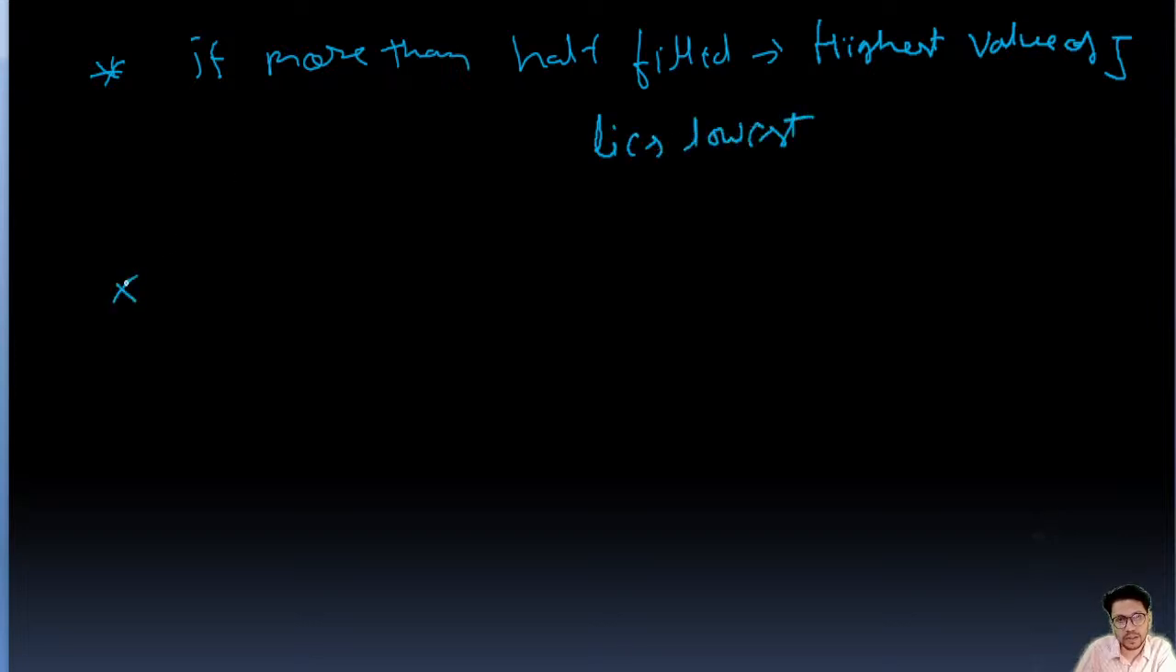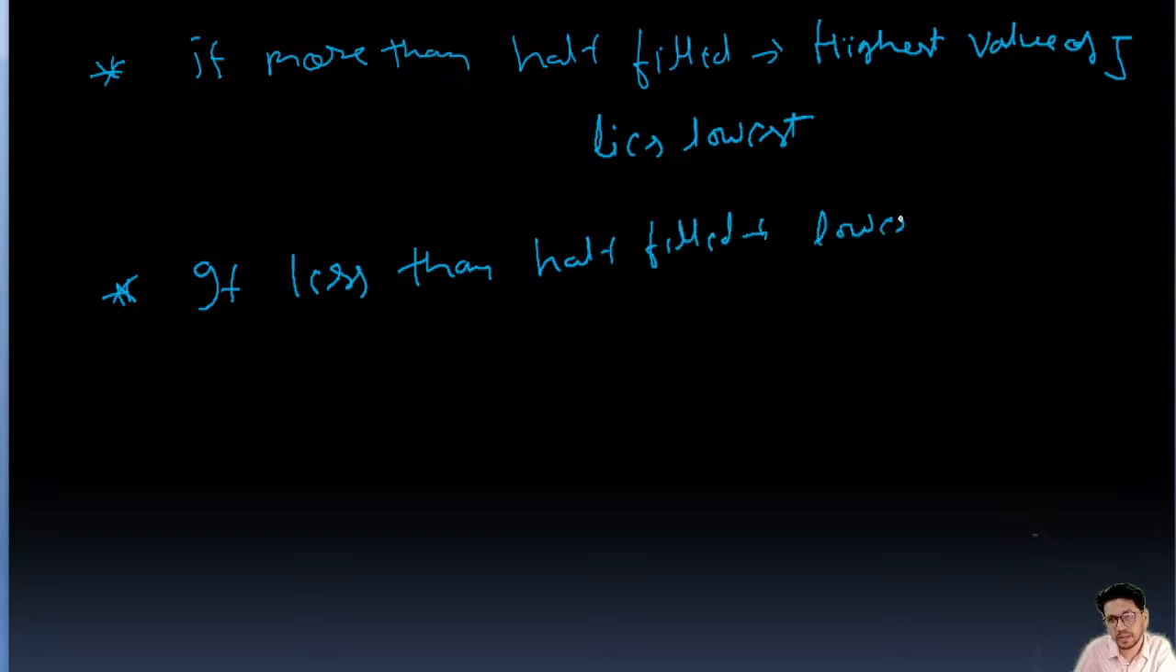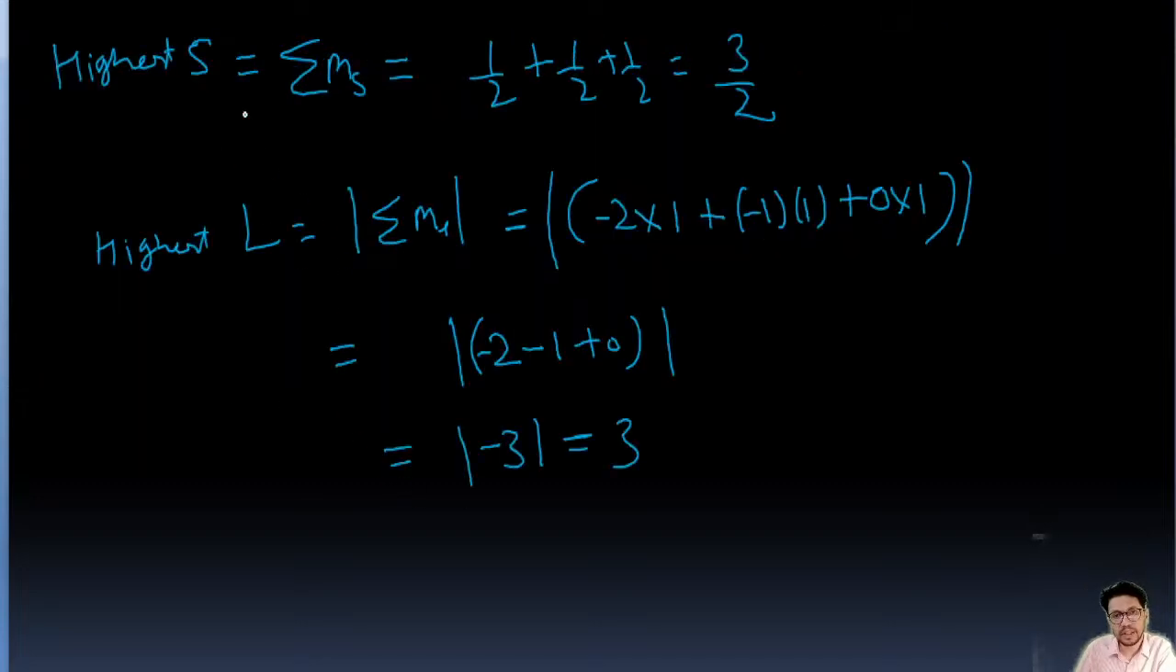Okay, these are one rule. If less than half filled, the lowest value of J lies lowest. So here, because the L value and J value are less.